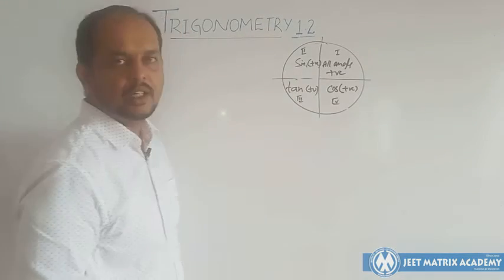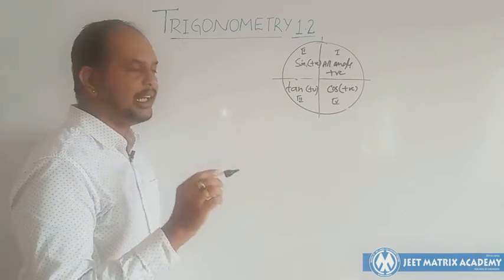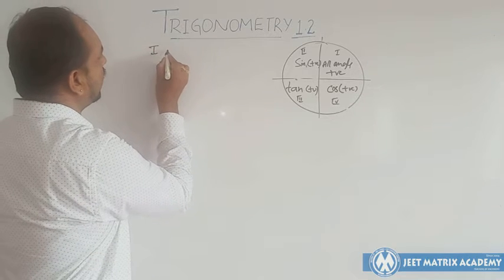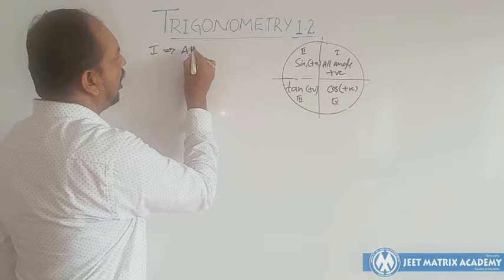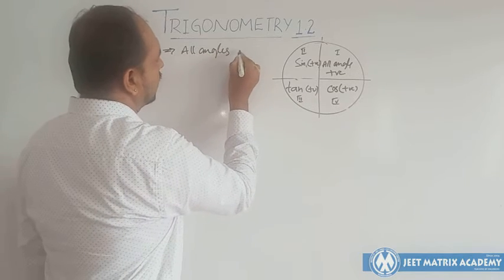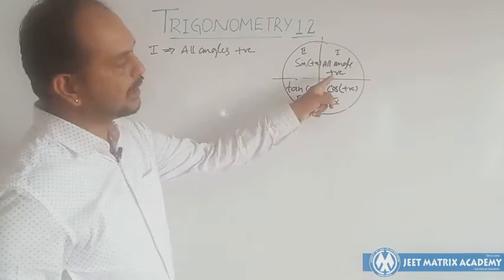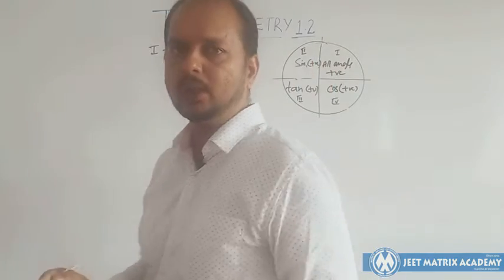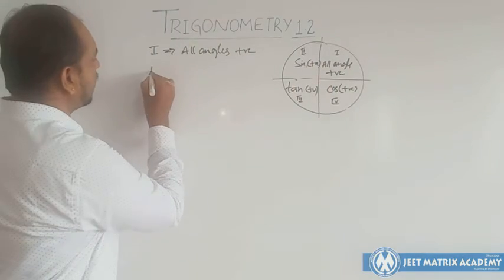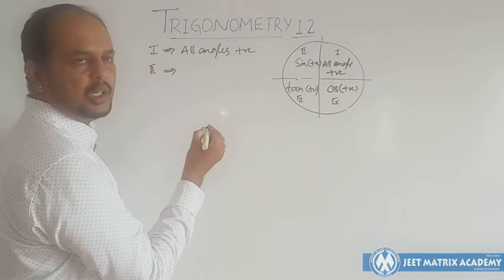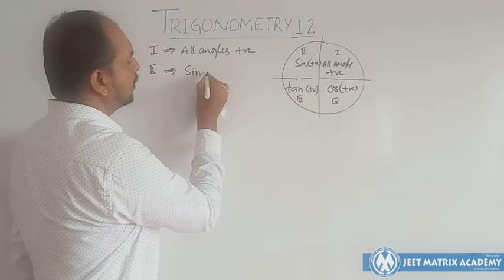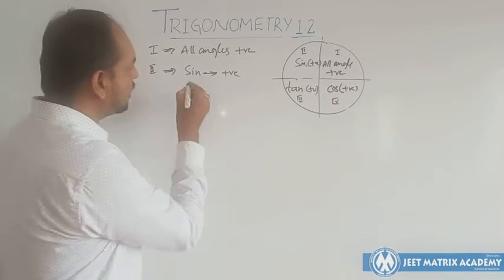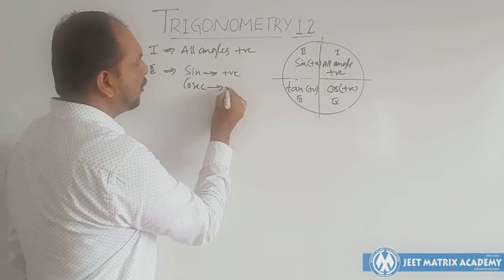Similarly, just remember here in the second quadrant, sine positive means cosec is also positive. So in the first quadrant, all angles give positive. Sine, cos, tan, cosec, sec, cot, everything will be positive in the first quadrant. In the second quadrant, only sine gives positive. If sine is positive, cosec also shows positive.